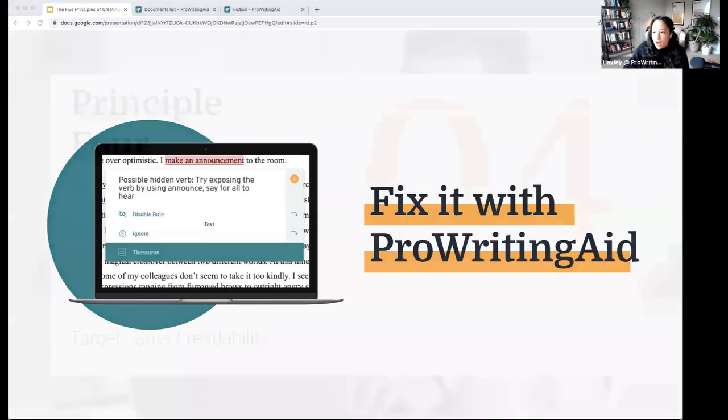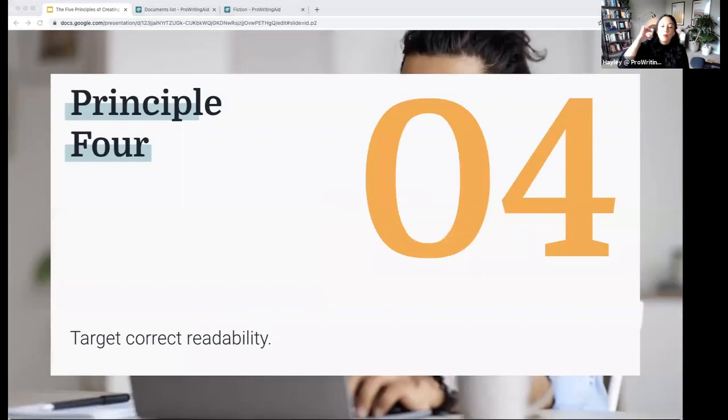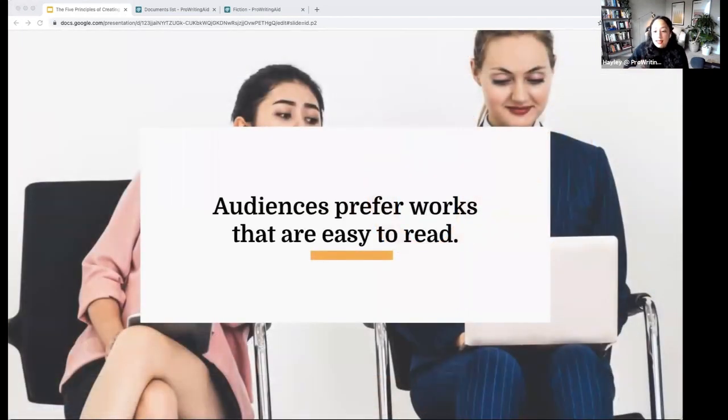All right, moving on to our fourth principle. Our fourth principle of clarity is to target correct readability. Audiences typically prefer works that are easy to read. Now, this is shocking for a lot of us as writers. A lot of us, particularly if we're writing in romance or erotica or something that's for an adult audience, think, okay, it's adult work, that means we have to write it at an adult level, a college level or something like that. That cannot be further from the truth. Audiences prefer works that are easy to read.